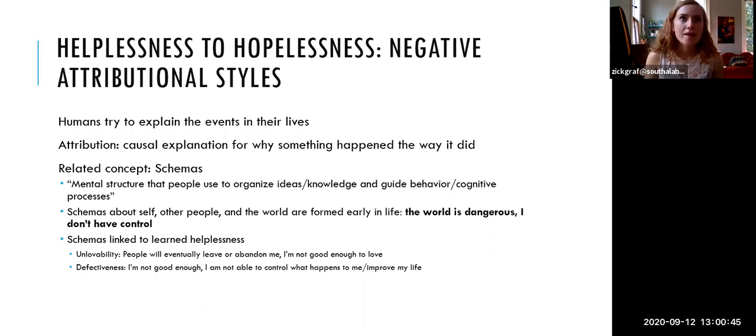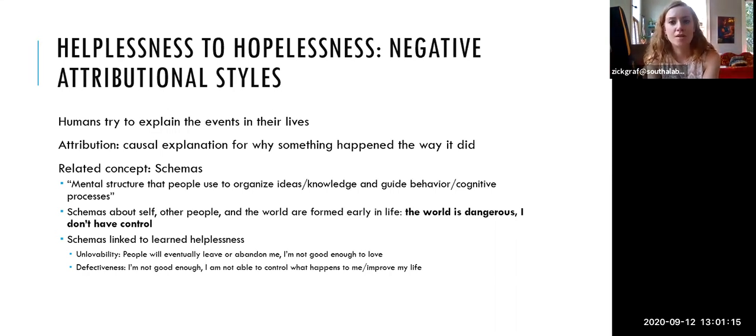So the way that this is thought to manifest in humans is through the way that we think and interpret our lives. So humans are conscious, unlike dogs, as far as we know, and one thing that means is that humans try to explain what's happening to them. We have a story that we tell ourselves to try to explain the events that happen in our lives. And attribution is a technical term for the types of causal explanations that people come up with for things that happen to them.